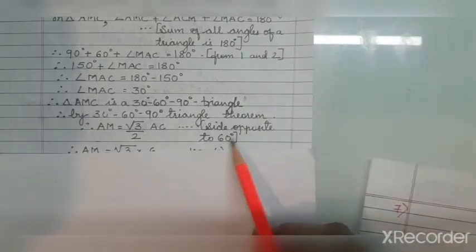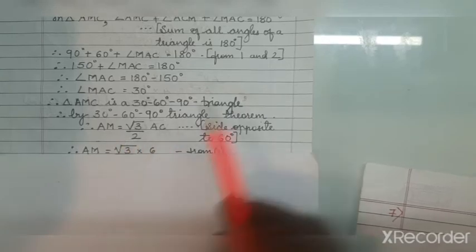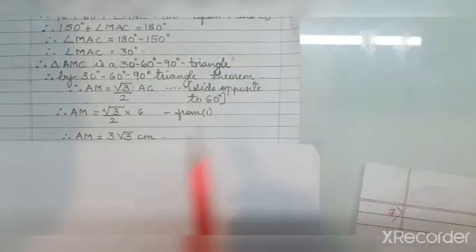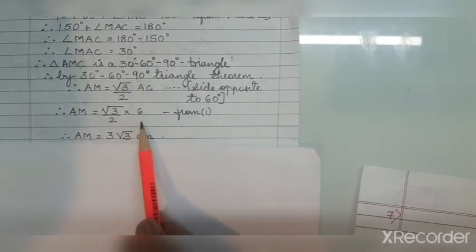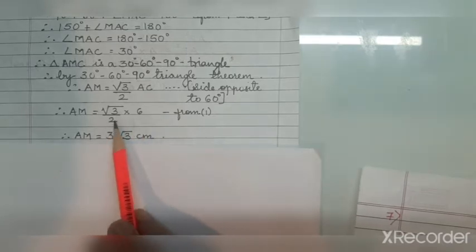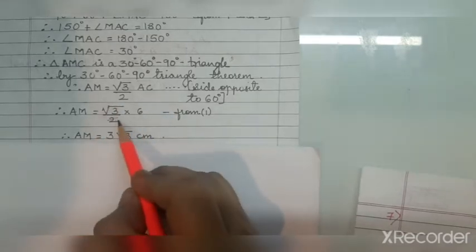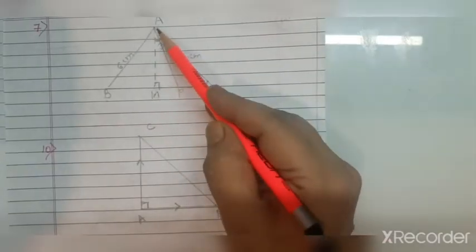Okay. Side opposite to 30 degree. Here we have used the formula or the property. Then instead of AC, we have written 6 because the side of the triangle is given 6. Okay. And therefore by calculation, 2 ones are 2 and 2 threes are 6. So 3 root 3 centimeter. So we got AM.